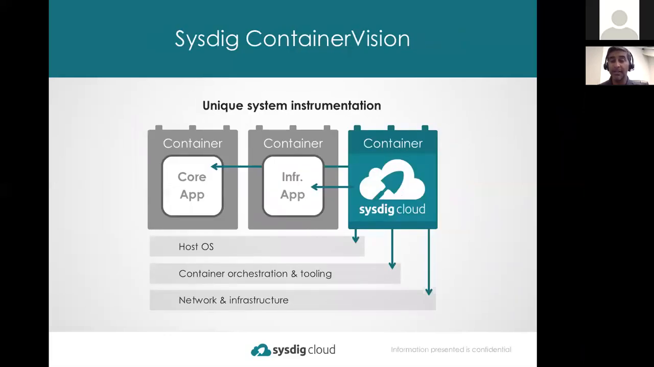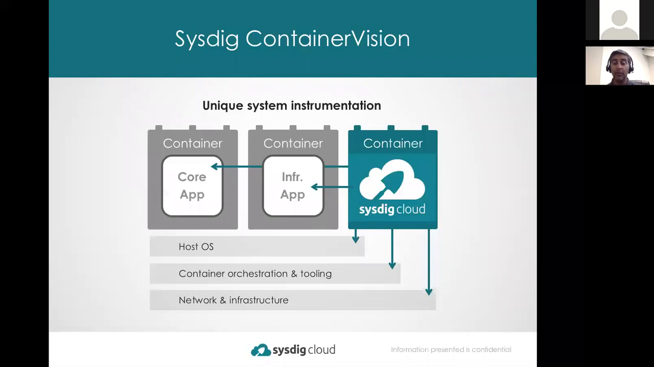So let's talk about Sysdig and how we solve that problem. And where I'd like to start is with our fundamental technology. We call it container vision. When you deploy Sysdig Cloud's agent as a container on your host, you can fundamentally see what's happening in other containers that are running on that host, as well as the underlying infrastructure of the host OS, the network and infrastructure, and any additional tooling you have. So from this one single vantage point, you can see everything going on in the system, and you don't have to put any special agents inside the containers that you're operating.